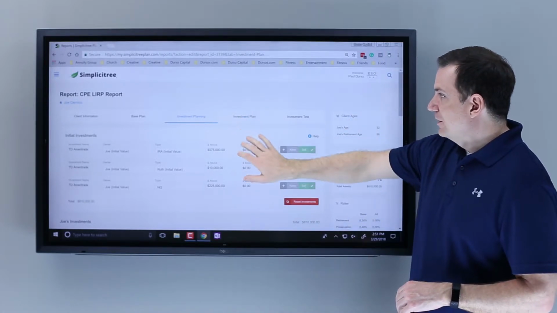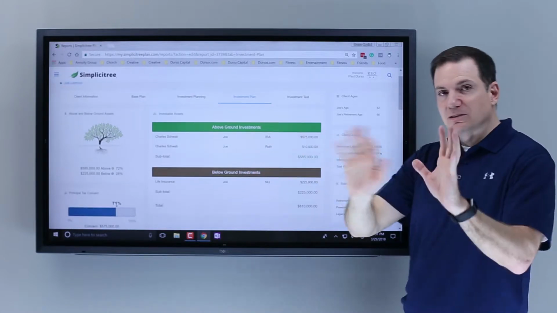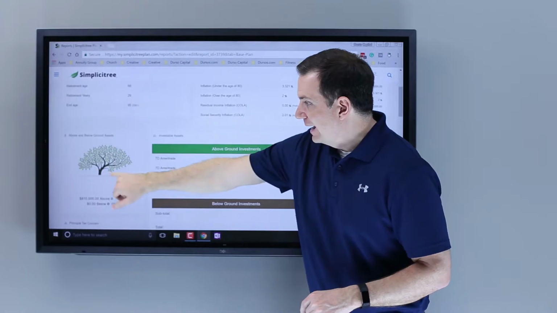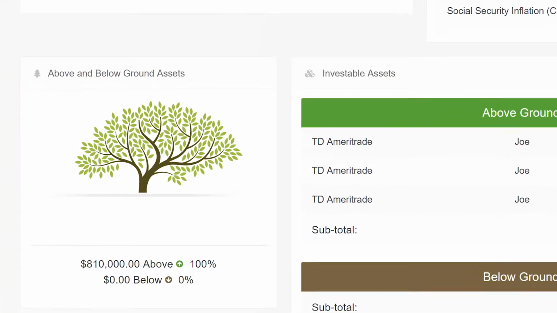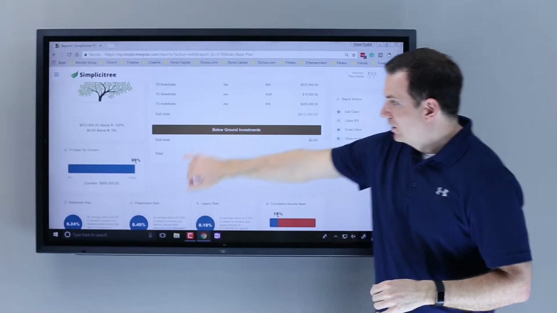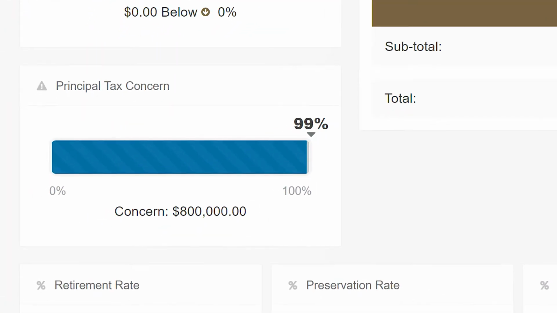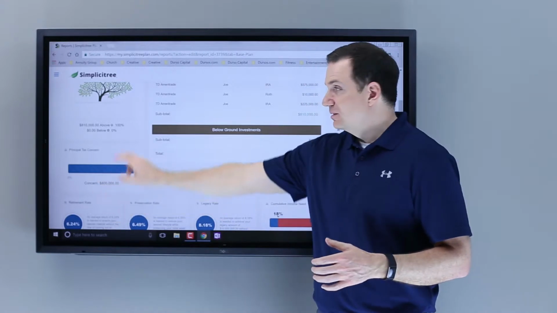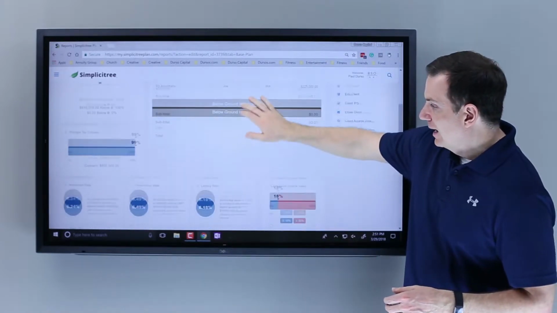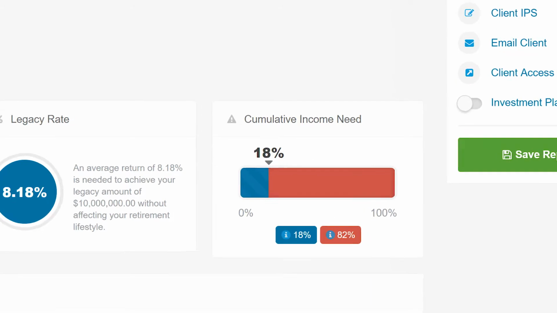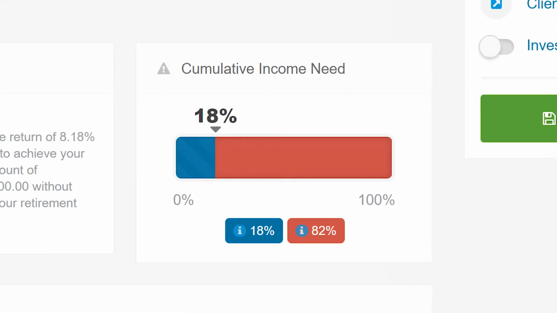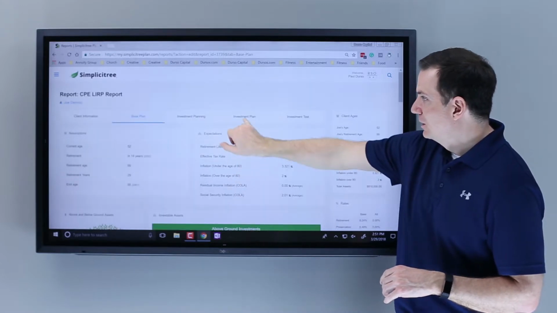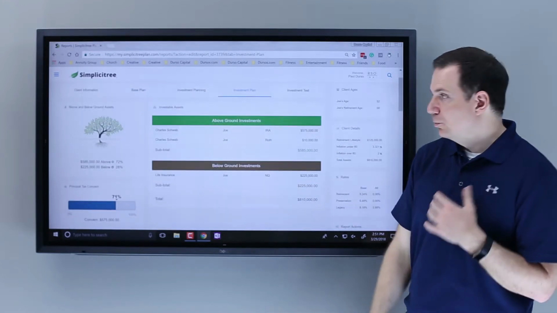Now, if we look over here to the investment plan, a couple things I want to show you. Remember, when they came in, they had 100% of their assets above ground. They had a 99% principal tax concern. A lot of discussion happened around this and this, okay? And then the last thing, they had 82% of nest egg income need. They have to generate over $100,000 of retirement income. Fast forward to the value we're bringing them.